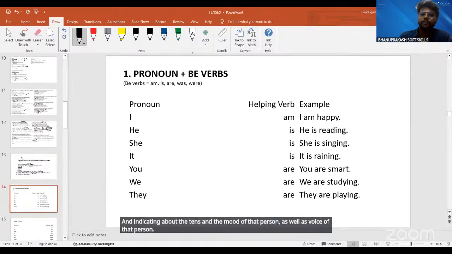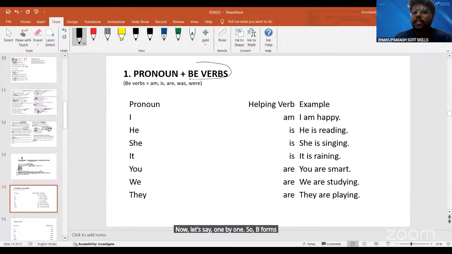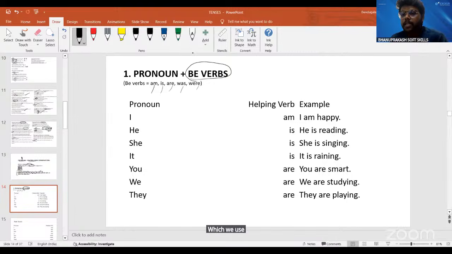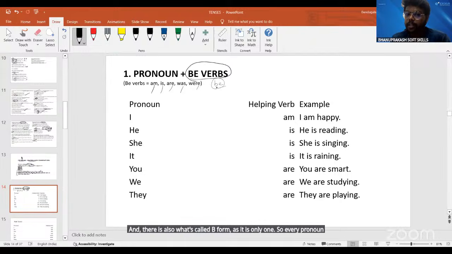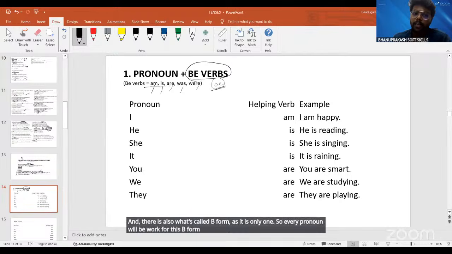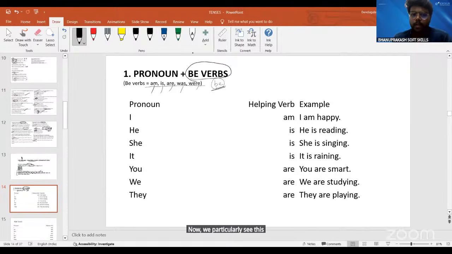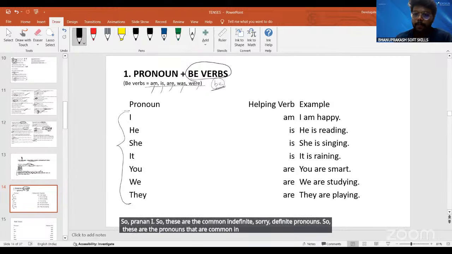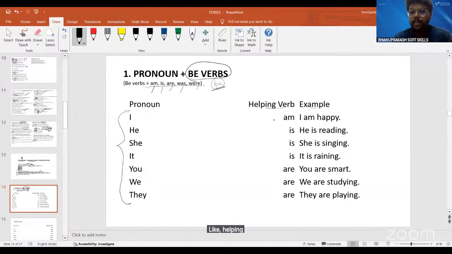Now let's see one by one. So, be forms. First we'll discuss be forms. What are be forms? They are am, is, are, or was, were, which we use in the continuous of past and present. And there is also a word called be form, as it is only one. So every pronoun will work for this be form. Now we particularly see this am, is, are, or was, were. So these are the pronouns that are common in everything.